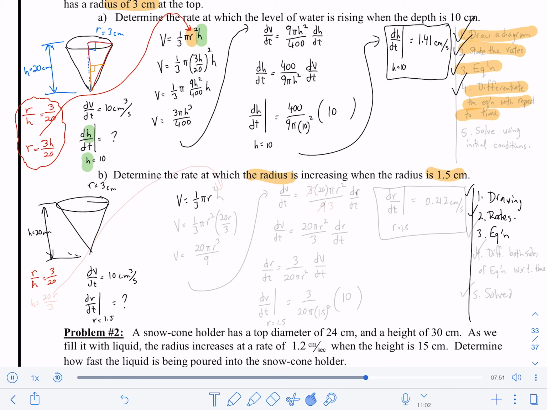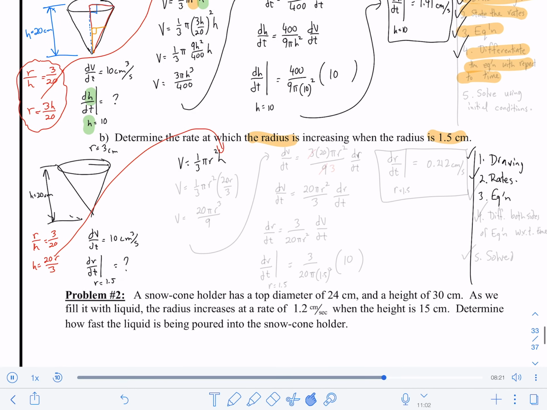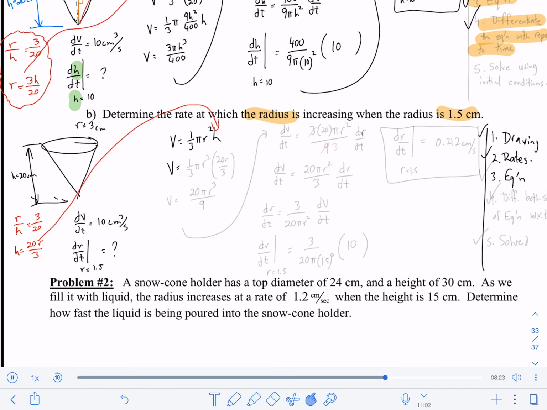1/3 pi r squared times the height. And now we're going to change this into only an r problem. So in this case, what we're going to do is come back over here to this little thing that I've referred to as a key before. And now we're going to have h by itself by saying this is 20r over 3. And what this is going to do is let me plug it in this time into the h spot.